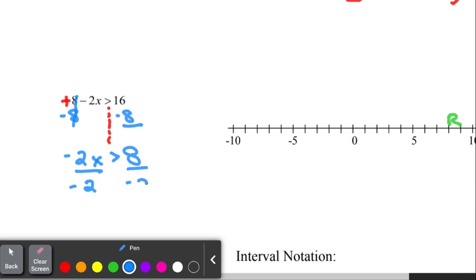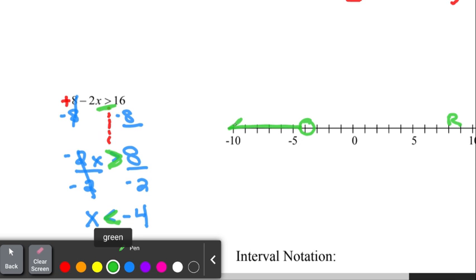We're going to divide by a negative. But when you divide by a negative, your symbol flips. So see, it was like this, and now it's like this. So I'm going to put a circle at -4. I'm not going to color it in because there's no equal to bar. There's no bar under here. And now my arrow points to the left.